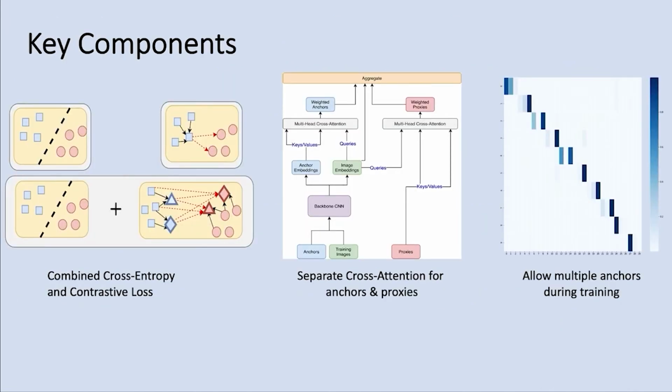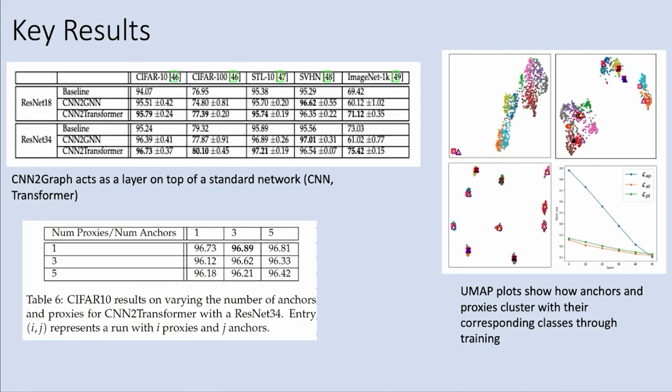Some key components that we think make our method work really well are, firstly, we use a simple combined cross-entropy and contrastive loss, which works out of the box without any tuning. Secondly, we allow separate cross-attentions for anchors and proxies, which allows the model to weight their contributions differently. And finally, our method is flexible enough to allow multiple anchors per class, which allows our model to capture variances in the class distributions.